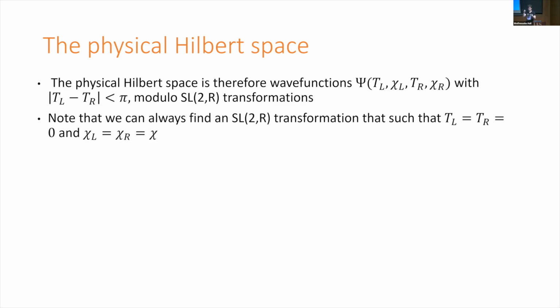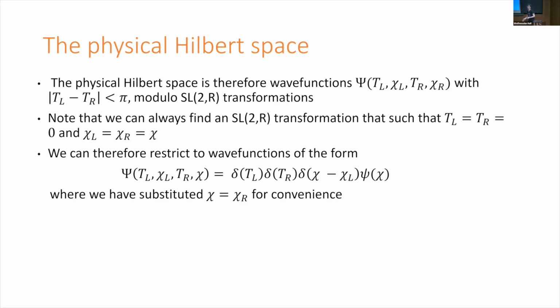So we're sort of shifting the two boundaries. We have three degrees of freedom in SL2R. We shift the two boundary times to 0, and then we equalize the positions of the two boundary operators. So it's sufficient within this physical Hilbert space to restrict ourselves to wave functions of the form a delta function at TL equals 0, delta function TR equals 0, and the two chi's set equal to each other. I've dropped the R here because there's only one chi left now, but chi is chi R.